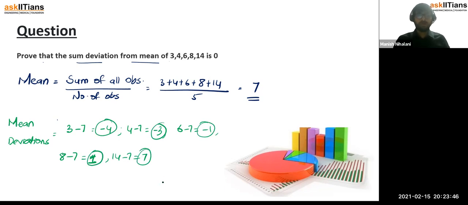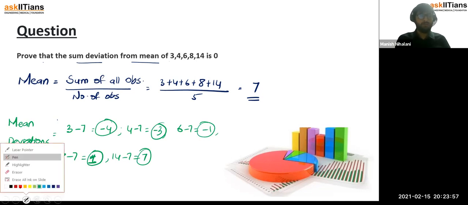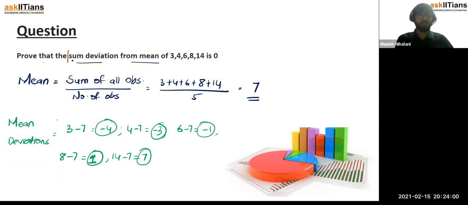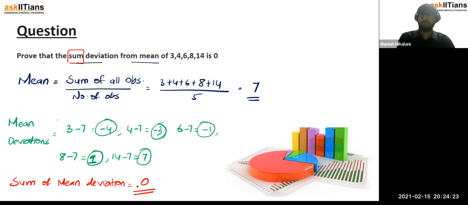Now, if you need to find the sum of all these mean deviations, what do we get? Because he's saying the sum of deviations from the mean, let's add. We get minus 4 minus 3 is minus 7, minus 1 is minus 8, and minus 8 plus 8 is 0. So the sum of all the mean deviations is 0, and this is supposed to happen every time, guys.